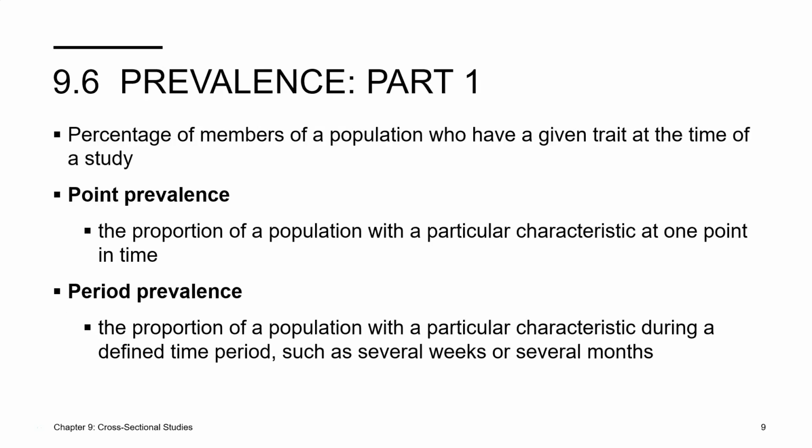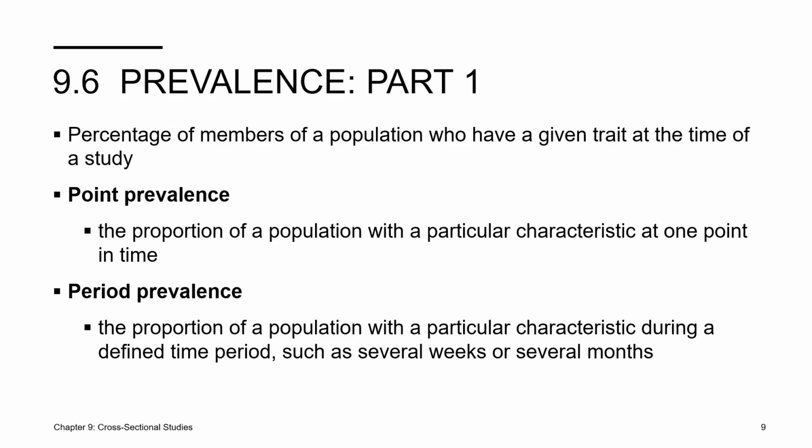In section 9.6, Jacobsen covers a little bit more about prevalence and some of the different types. As a reminder, the prevalence is a percentage of members of a population who have a given trait at the point in time. A point prevalence is defined as the proportion of a population with a particular characteristic at one point in time, whereas a period prevalence is a little bit longer but still considered a prevalent study.